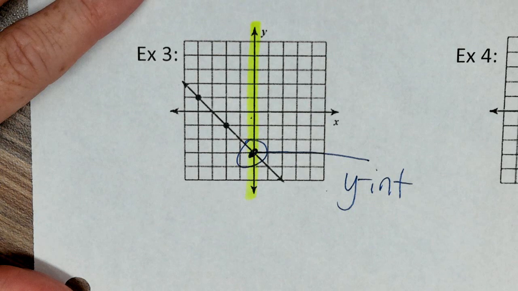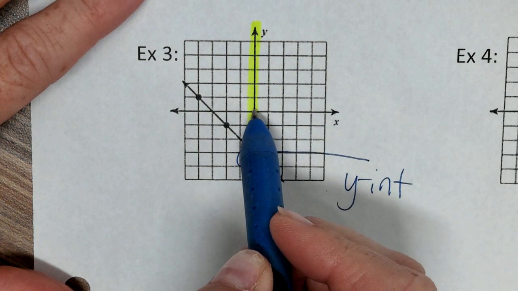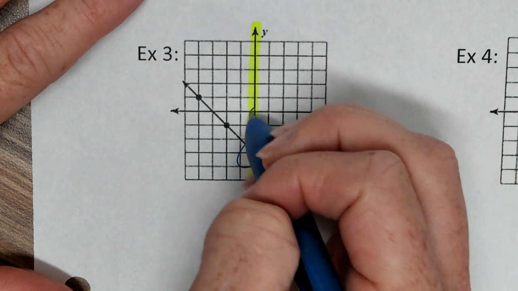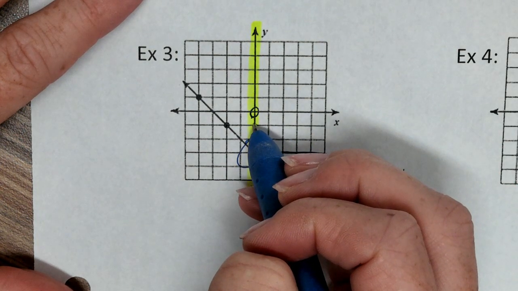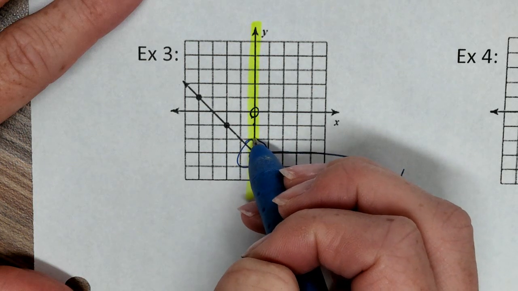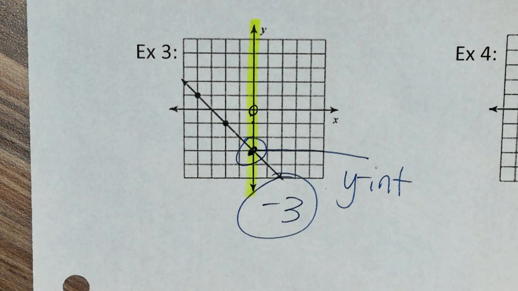But I need a number for that. So what is this number right here? Here's the x-axis. What is this number? This is 0. So what would this be? Is it positive 1? Negative 1. What is this? Negative 2. What is this? Then that's my y-intercept, negative 3. So you will have to count today, but you are not counting a rise and a run. You're just counting where you're at on the y-axis.